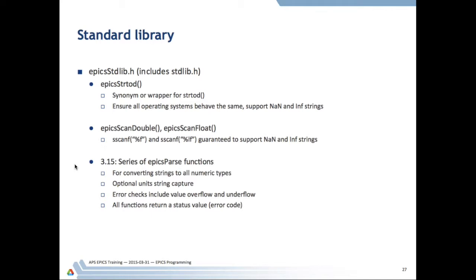In 3.15, this library is expanded significantly, and I've added a whole load of EPICS scan functions which allow us to convert strings into all the different numeric types, and it will also optionally capture a unit string if you had it on the end of that string, and check the value that it actually gets to see whether you've got value overflow or floating point underflow and so on. And then all these functions return a standard status error code. So in 3.15, there's more functionality here, and that even includes 64-bit support, which isn't available in 3.14.